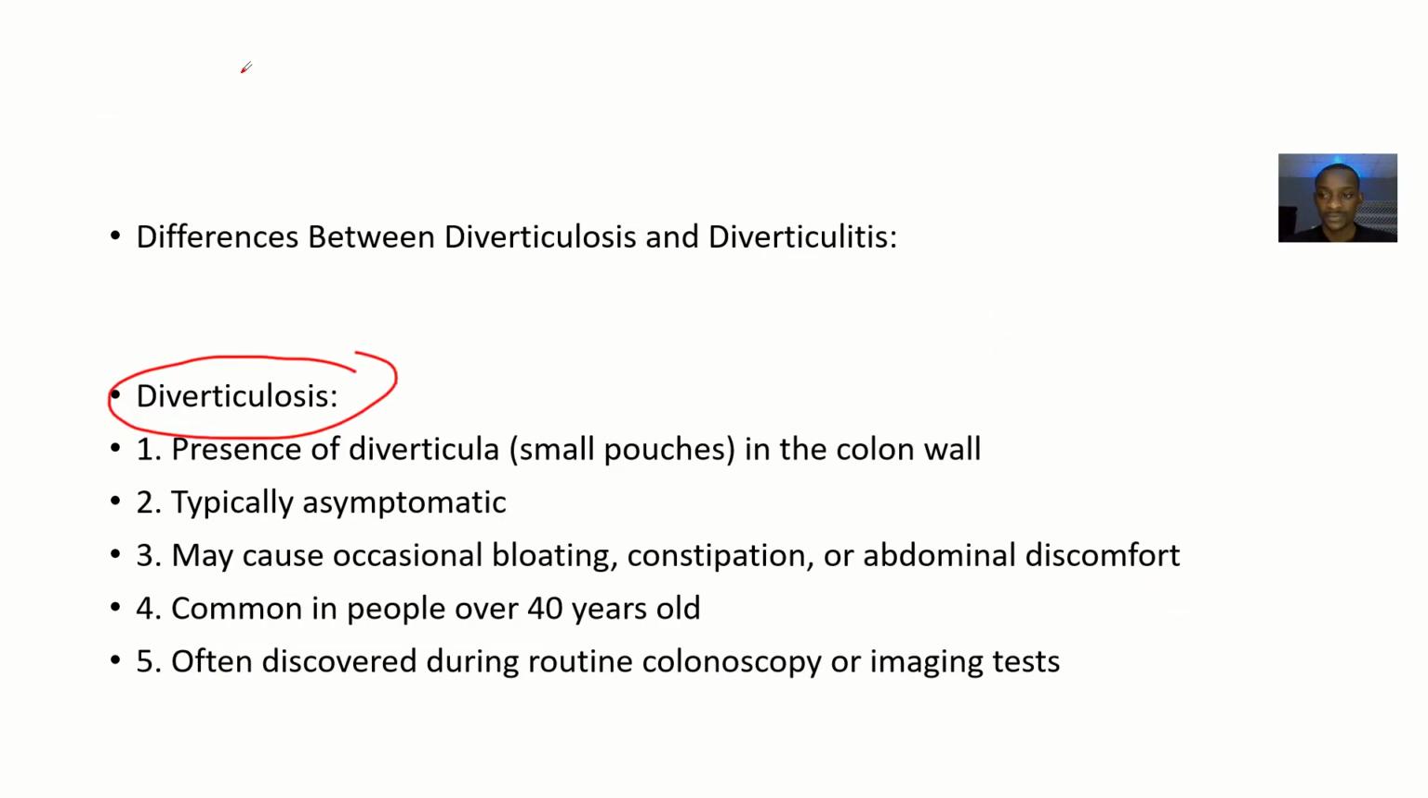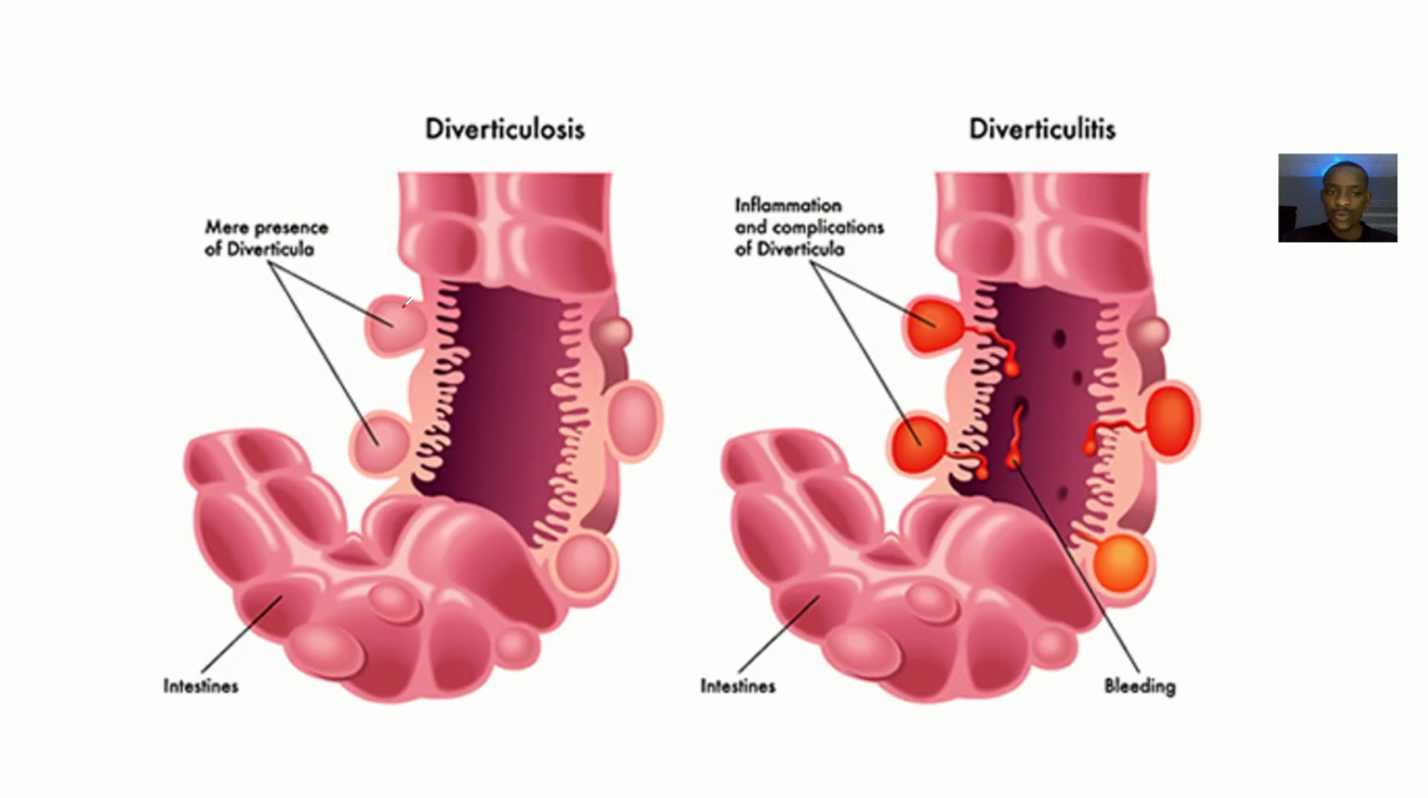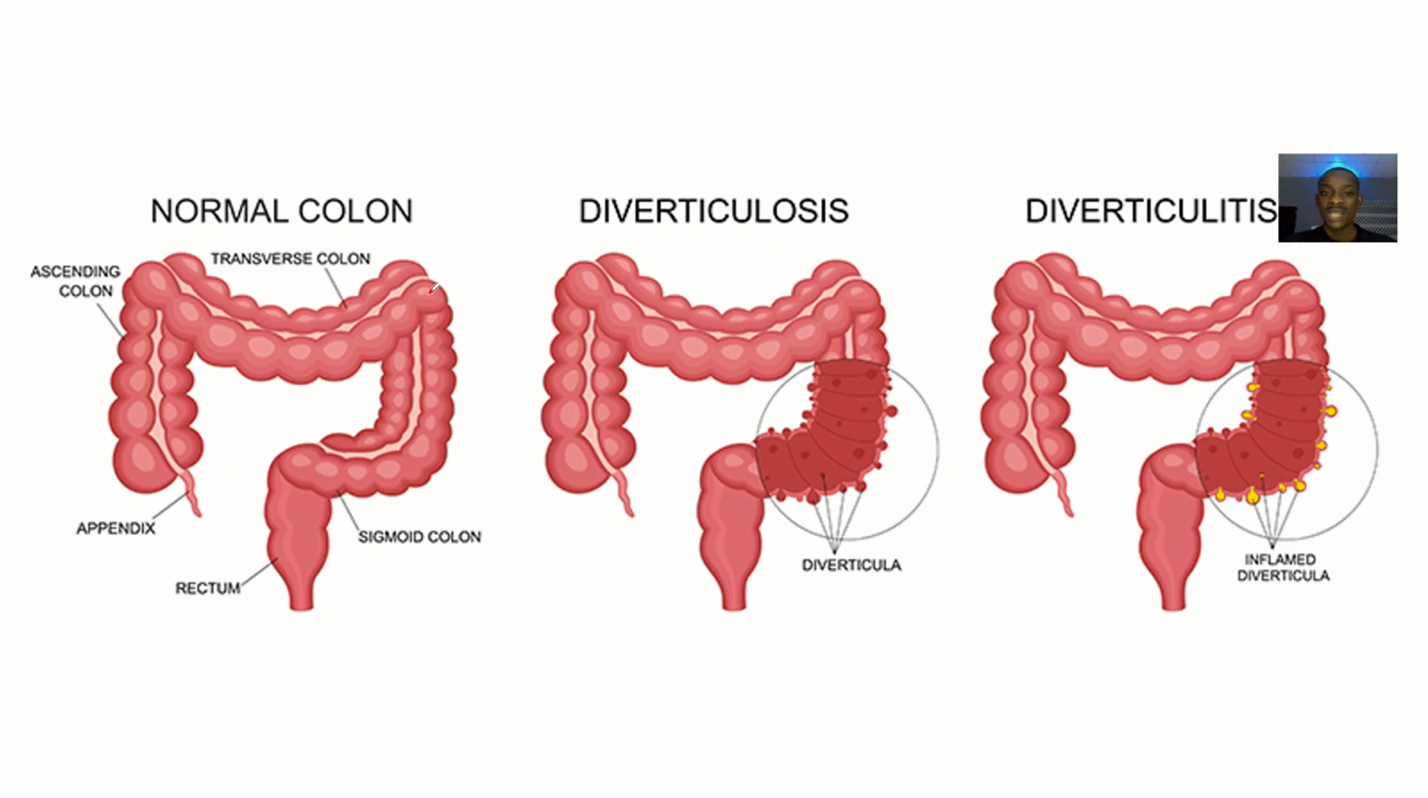So for definition, diverticulosis is the presence of small pouches in the colon wall. Diverticulosis is the same thing as diverticular disease. It's just another word for diverticular disease. So, the presence of small pouches in the colon wall, just small pouches. There's no inflammation. When diverticulitis comes in, once you see "itis", there's inflammation.